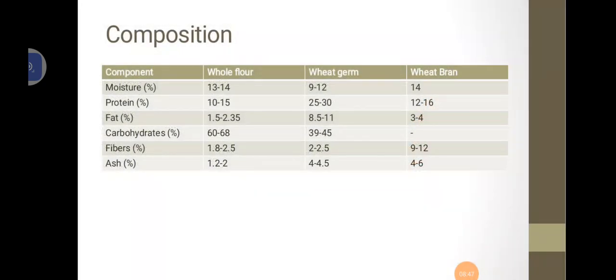Composition: components: whole flour, wheat germ, and wheat bran. This is the percentage of moisture, protein, fat, carbohydrate, fiber, and ash in the wheat seed.